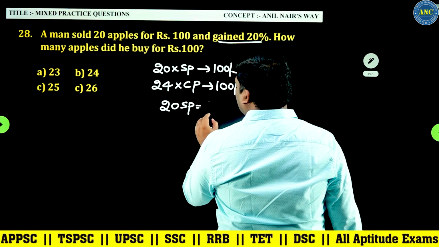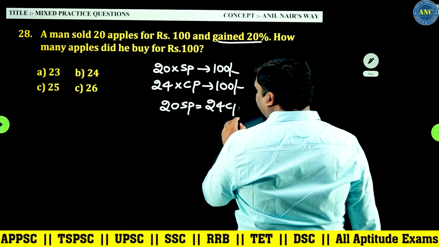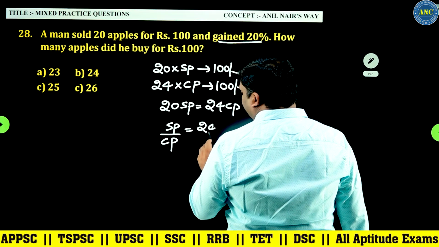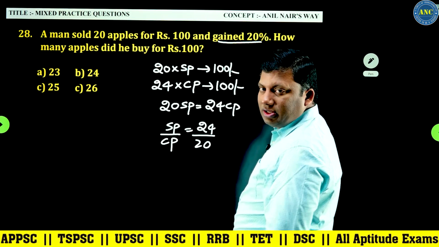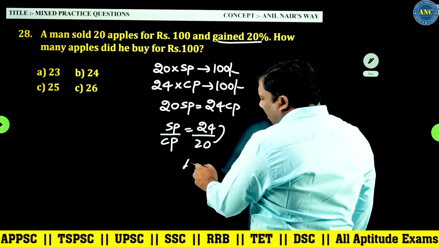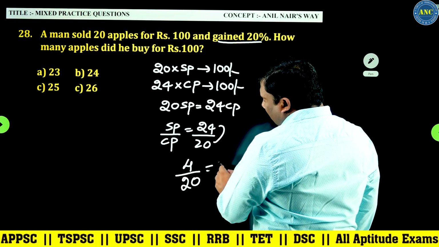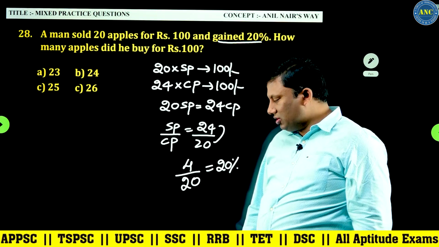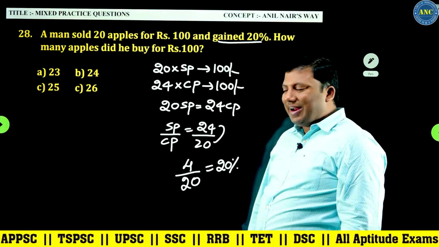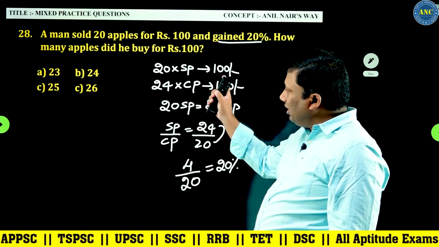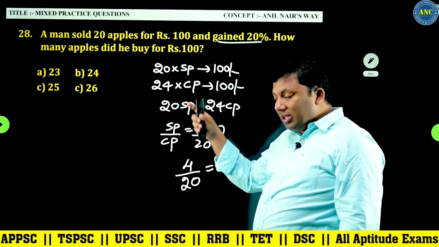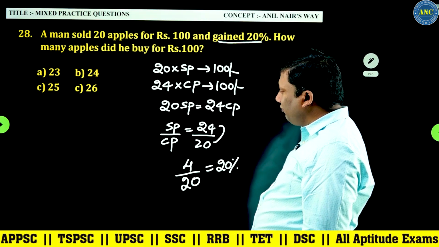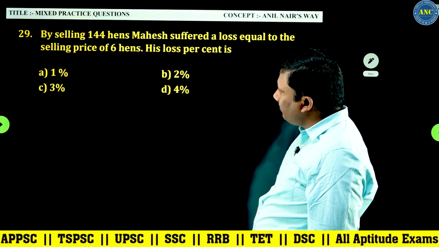20 times selling price is 24 times cost price. So SP by CP is 24 by 20. 20 is becoming 24, an increase of 4 on 20, which is 1 by 5. What is the profit percentage? 20%, which is given in the question. I hope the idea is very much clear. 20 SP for 100 rupees, I took the answer option, 24 CP for 100 rupees. 20 SP is equivalent to 24 CP. So the answer is 24.